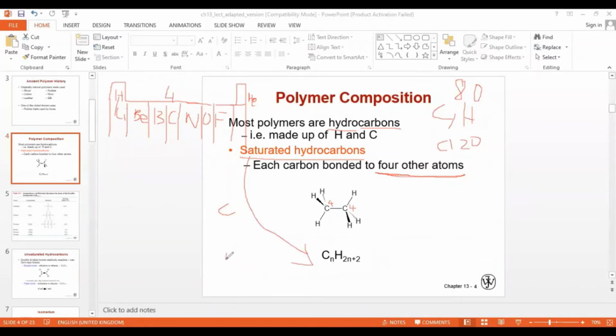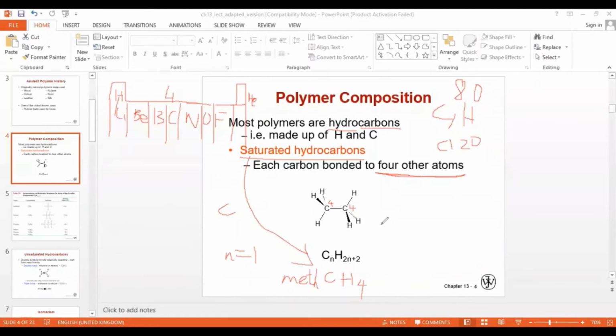Say, for example, I will put n is equal to 1. C into n, so that is 1 C, H 2n plus 2, so I need to put 1. So 2 into 1 is 2, plus 2, that is 4, right? That will give you CH4, which is known as methane. You know that CH4 is known as methane.